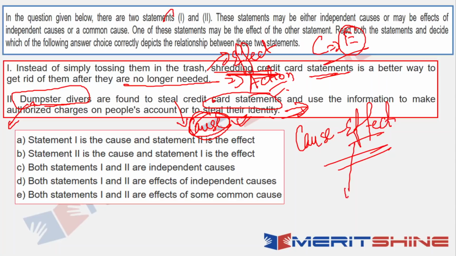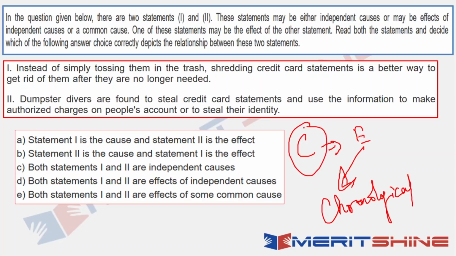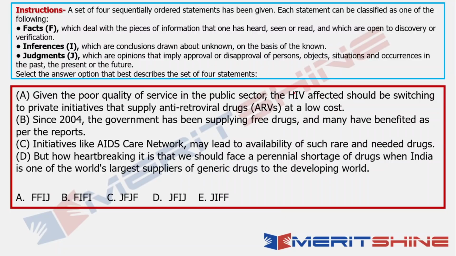So effect can be two things. Effect can be something in a chronological way, something which comes after the cause, or it can be the solution to the cause. Both would be treated as effect. Chronologically occurring events are also effect, solution to the cause are also effect. Here it was solution to the cause. Okay? Chalo, let's go on to the next question.